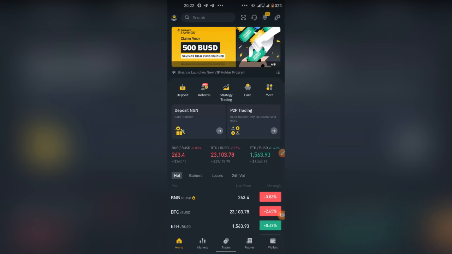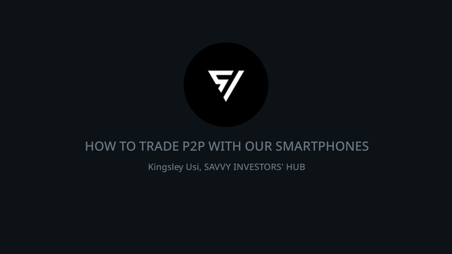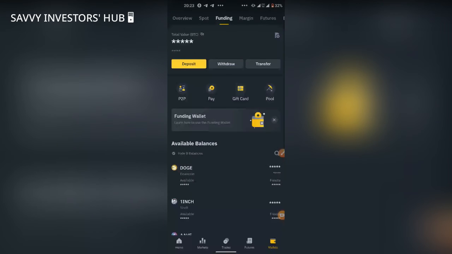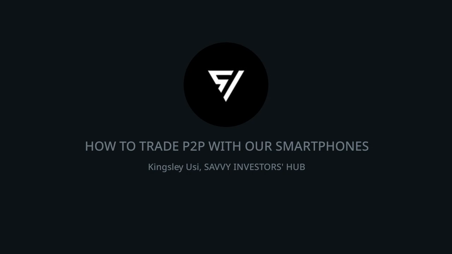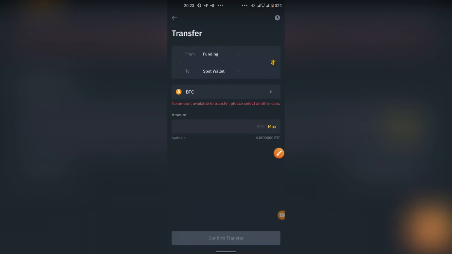So I'm gonna go back now to funding. Now that's not what I'm gonna do now. I want to transfer from my spot wallet to my P2P wallet. So at funding wallet, I'm gonna click transfer. Once I click transfer, it's gonna ask me whether it's from funding to spot wallet. I don't want from funding. I want from spot to funding, right?